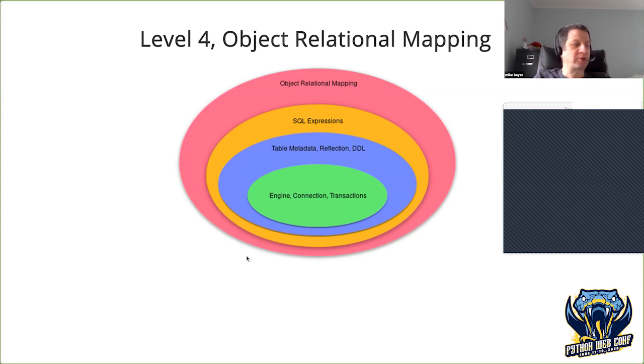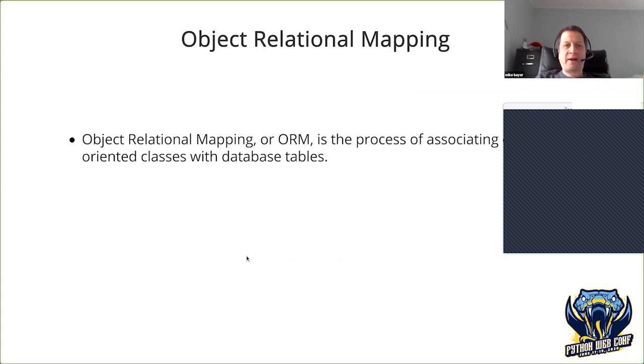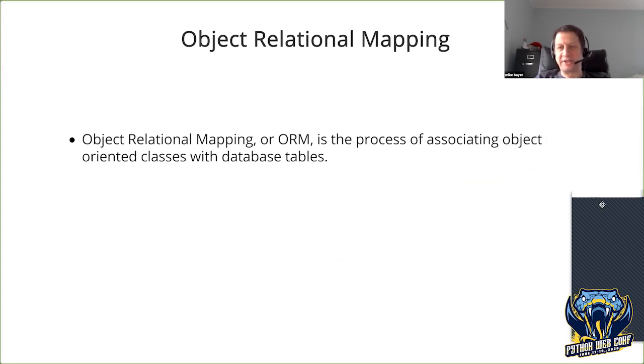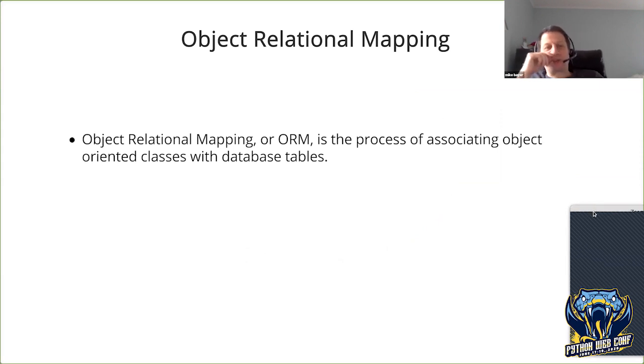Level 4, object relational mapping, and this is where everyone will have all of their questions. We're now at the highest level of SQLAlchemy. Okay, and we have a lot of slides, and I have to move this little thing over so that you can see my slides. Object relational mapping, ORM for short, is the process of associating object-oriented classes. We call them domain objects with database tables.